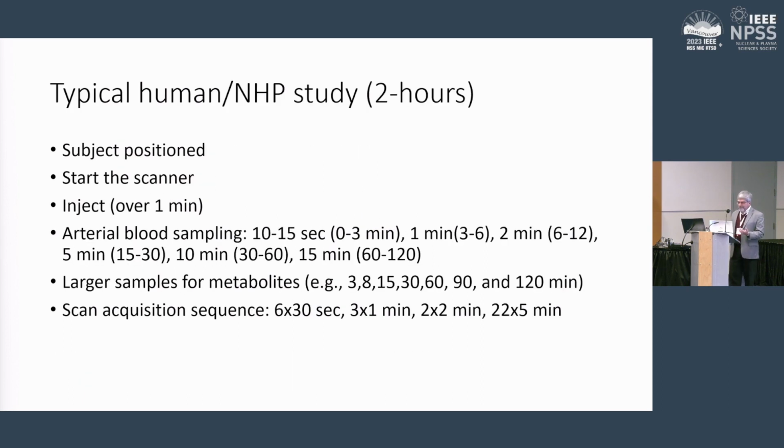So a typical study is long and tedious. We put in the subject, we start the scanner, and we inject, usually over a minute. Many studies have arterial blood samples, so that's all the ancillary data that we have to use. A lot of them have metabolites, more ancillary data. We do the dynamic scans, then reconstruct, and then begin to deal with the processing.